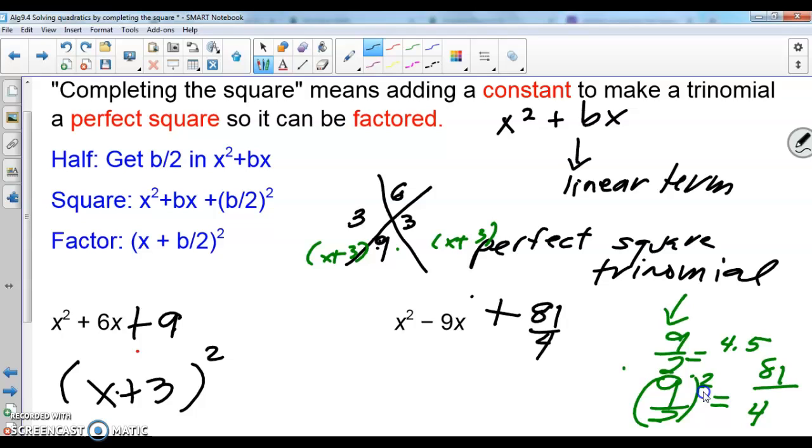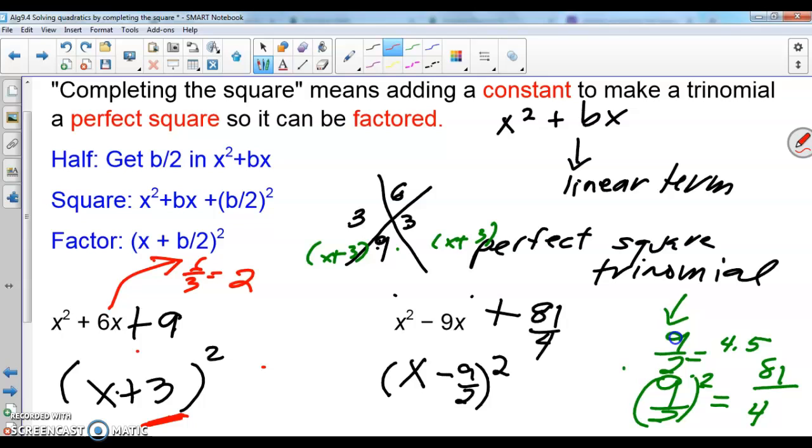The good thing about leaving 81 over 4 or 9 over 2 in fraction form is that when you are factoring the trinomial, you could just say, oh yeah, x minus, and then what was my half number again? Your half number was 9 over 2. There you go. So 9 over 2 squared. If you haven't seen the pattern yet, the number that we use when we're factoring is actually the half number that we got from b. So 6 over 2 is equal to 3. Leaving the half of 9, which is 9 over 2, in fraction form will help you remember to put that later on in the factored form of the trinomial. So those are the steps in completing the square.